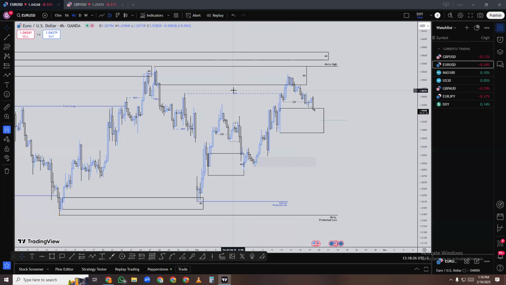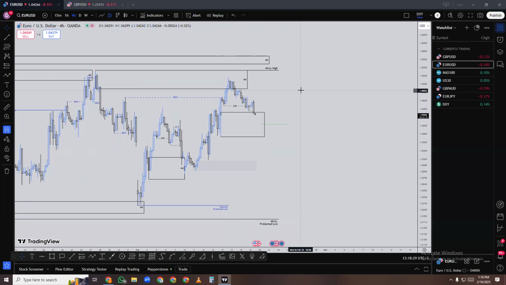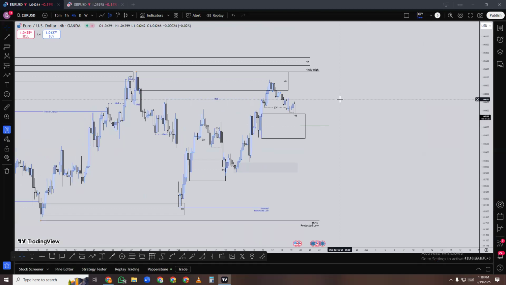Okay, so in case you're wondering, let me just introduce some concepts to you. I do track three types of structure. Just imagine this is the swing structure. Inside of the swing structure, we have those little movements, okay? And that is the internal structure.